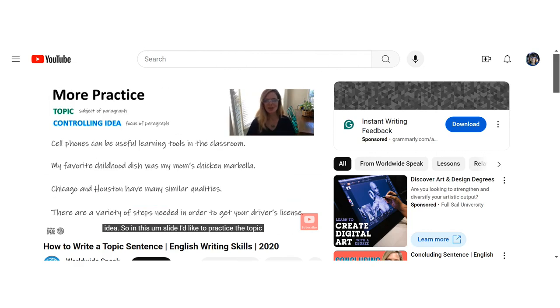So in this slide, I'd like to practice the topic and controlling idea with you. We're going to go through each sentence and we're going to discern, or pick out, or decide what the topic is and what the controlling idea is. Remember, the topic sentence has two pieces. Topic, that's the subject of the paragraph. Controlling idea, that's the focus of the paragraph. That's what's controlling the topic of the paragraph.